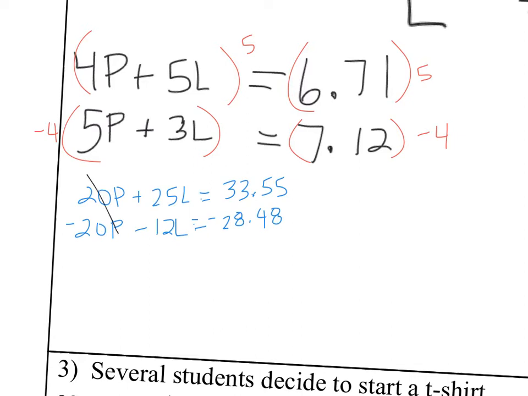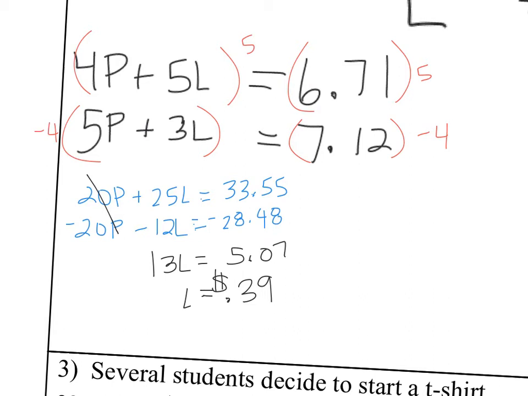So I'm going to add these two up, and this will be 13L equals 33.55 minus 28.48. And I get $5.07. So I'm going to divide that by 13, and I get 39 cents. So a pencil costs 39 cents.